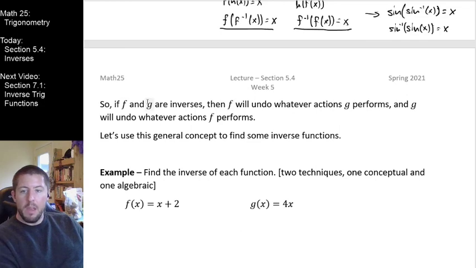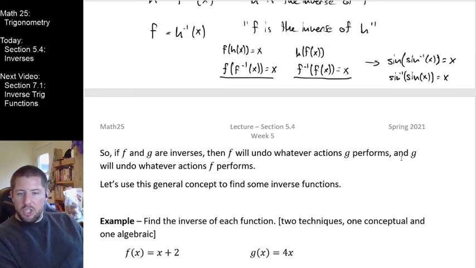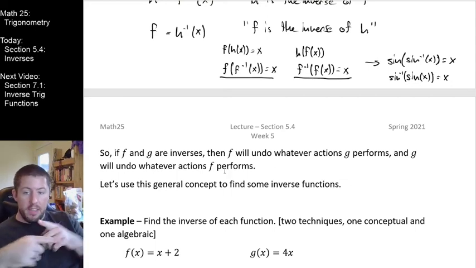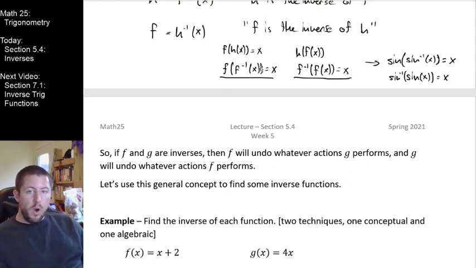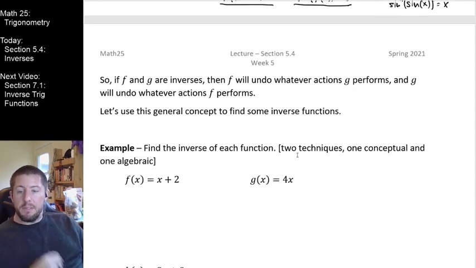So if f and g are inverses, then f undoes whatever g does, and g undoes whatever f does. They are inverses of each other. It's a two-way street. This isn't just one of the directions. The two underlined statements here say it works either way. Let's use this general concept to find some inverses, and what we're going to find is sometimes it gets a little bit tough right here.